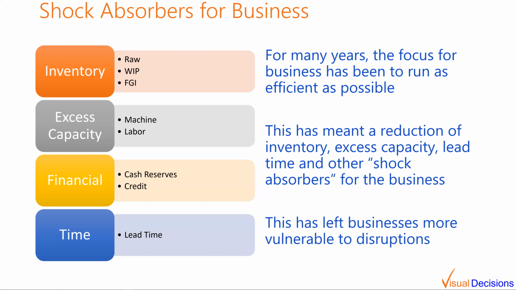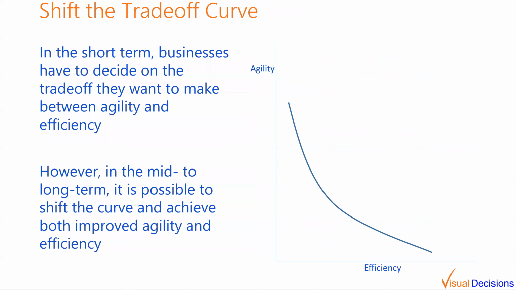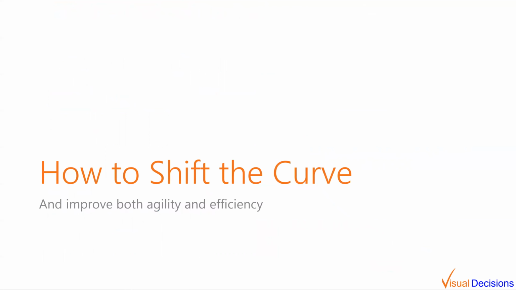But that trade-off between the agility and the efficiency is something that we would like to not have to make, as opposed to just trying to pick a place on this curve. If we think of the trade-off between agility and efficiency, what we would like to do instead is to actually shift the curve. So what can we do as a business to become more efficient and more agile at the same time? And so that's what I'll talk about next, is how to shift that curve to improve both.